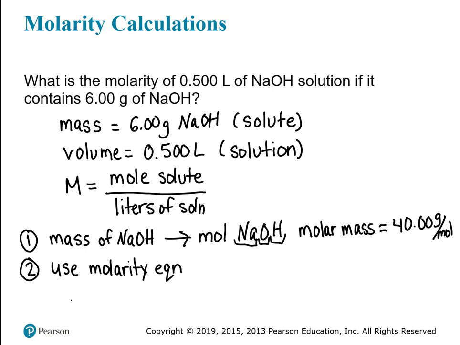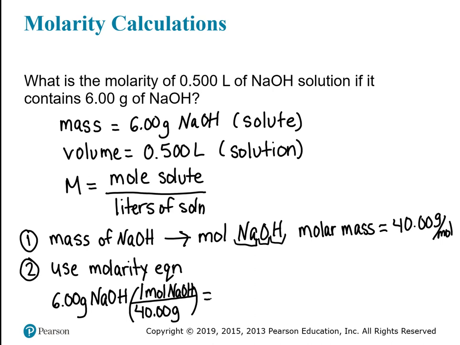So for the first step, we're going to take our 6.00 grams of sodium hydroxide and use our molar mass. We're trying to get rid of grams, so grams should go in the bottom so that it cancels. At the top, we put 1 mole of NaOH. That's what we want. When you do that math, you should get 0.150 moles.